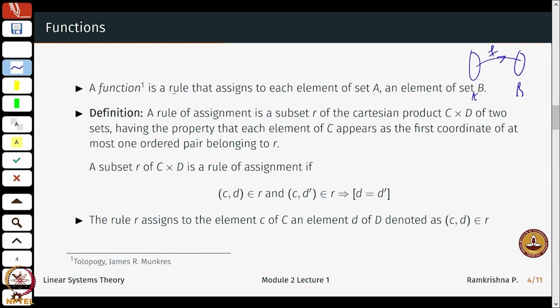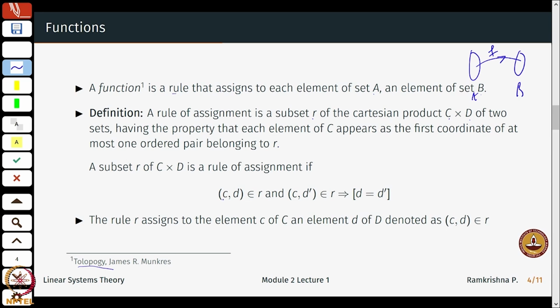So I just take these things from this famous book on topology by James Munkres. So by definition, a rule of assignment is a subset R, assuming we know the notion of subsets, of a Cartesian product C cross D of two sets, having the property that each element of C appears as the first coordinate of at most one ordered pair belonging to R. Okay, we will just see what this mathematically means, so that the statements are a little easier to follow.